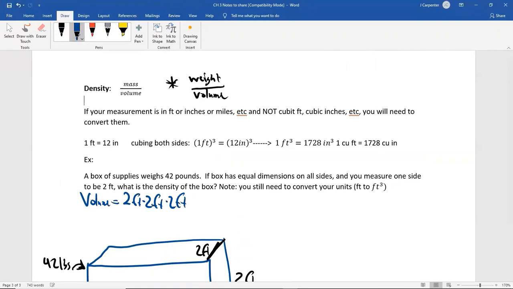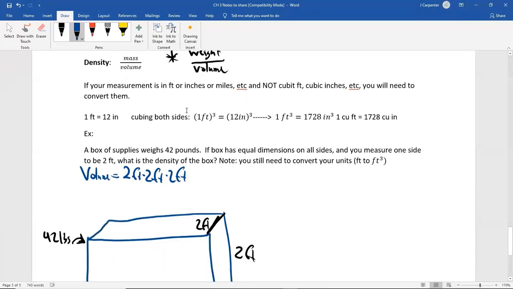How do I know that? Because the volume of a cube is length times width times height. That is a geometric formula I do expect you to know. The volume of a box is length times width times height. I'm not going to ask you to memorize the volume of a sphere or a cone or a pyramid. I'm not going to ask you to memorize any of those goofy shapes.